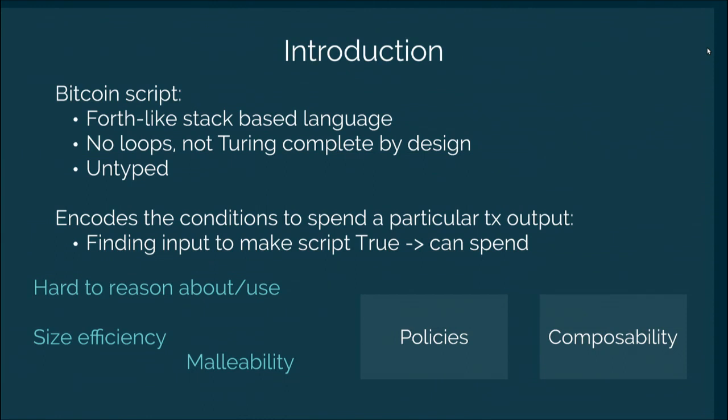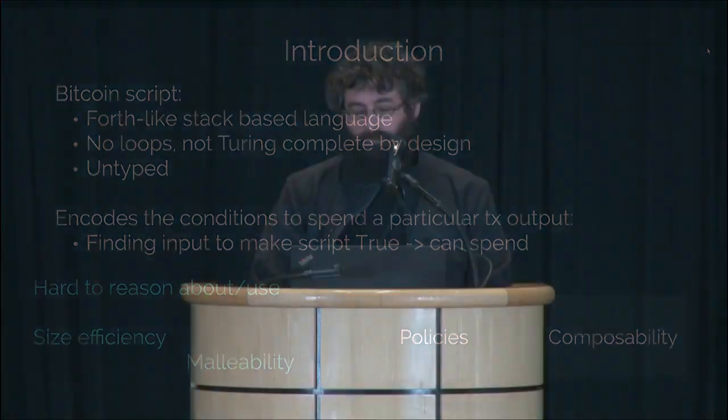That script defines the conditions under which that output can be spent, and they're always spent in their entirety. So really, the ability to spend an output in Bitcoin is finding an input that makes a particular script in this stack-based language evaluate to true. And that's it. When you can do so, you can spend your output. Unfortunately, this language is pretty hard to reason about and to use, despite being around since Bitcoin's creation 10 years ago. There really aren't all that many interesting scripts being used.